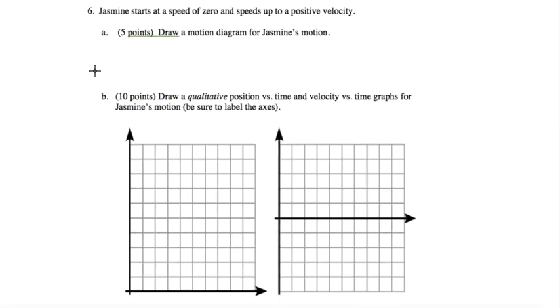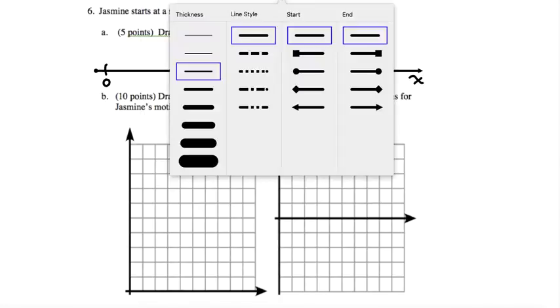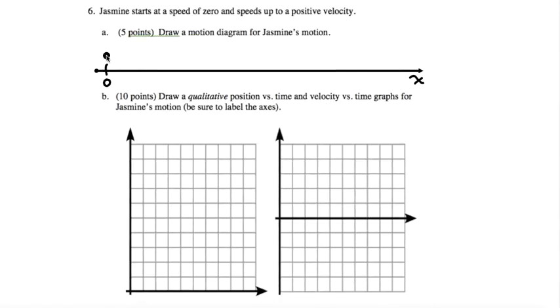So every motion diagram needs an axis. So draw your axis. On that axis, label 0 and label it X. That's already a point. Okay, next step, we need to make our dots. So it starts at a position of 0 and it speeds up in the positive direction. So they start close together. As time goes on, they get further apart.